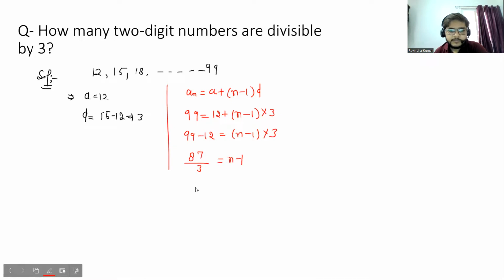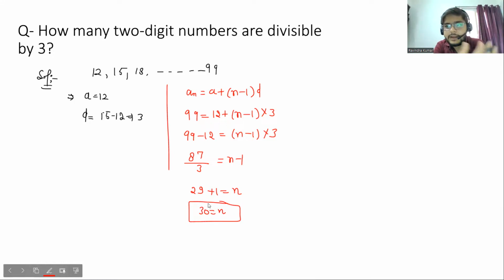So it will be 29. 3 6s are 18, 3 9s are 27. 29 plus 1 is equal to n. So 30 is equal to n. So we can say that there are a total of 30 two-digit numbers which are divisible by 3.